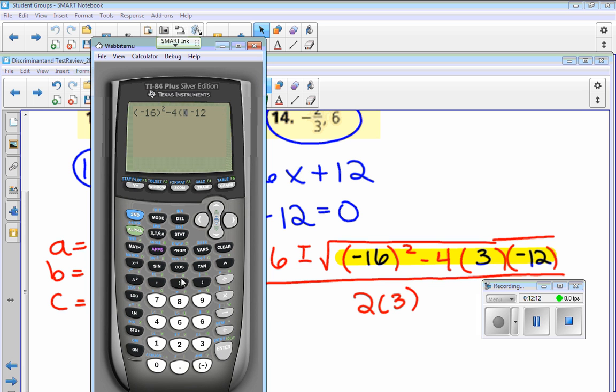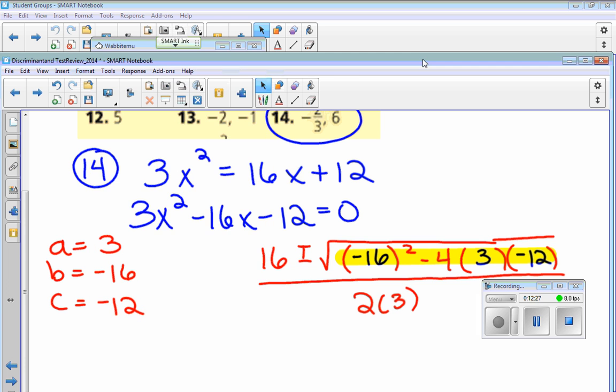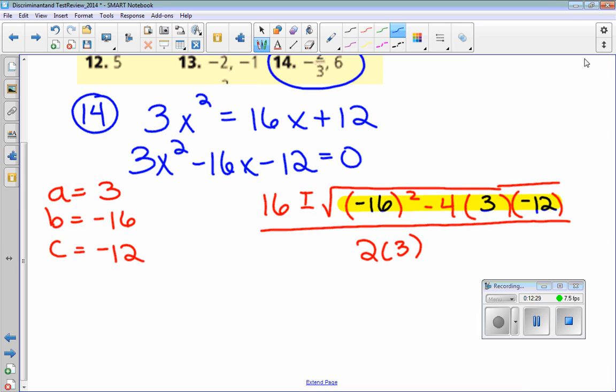There we go. Negative 12. All right, and I push enter and I get 400. That's what goes underneath the square root. The discriminant is 400. So I'm going to have 16 plus or minus the square root of 400 all over 6.